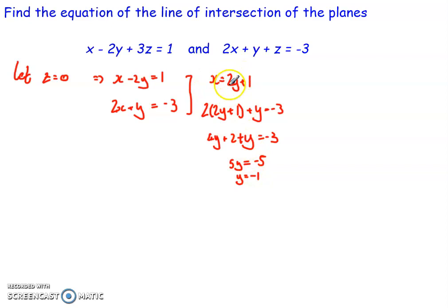So y is equal to negative 1. If I then substitute it back in here, I get 2 times negative 1, so negative 2 plus 1, so I can get x is equal to negative 1. So what I can then say is that the point on the line that I'm going to use is going to be equal to negative 1, 0. So I'm going to take the point on that plane there.